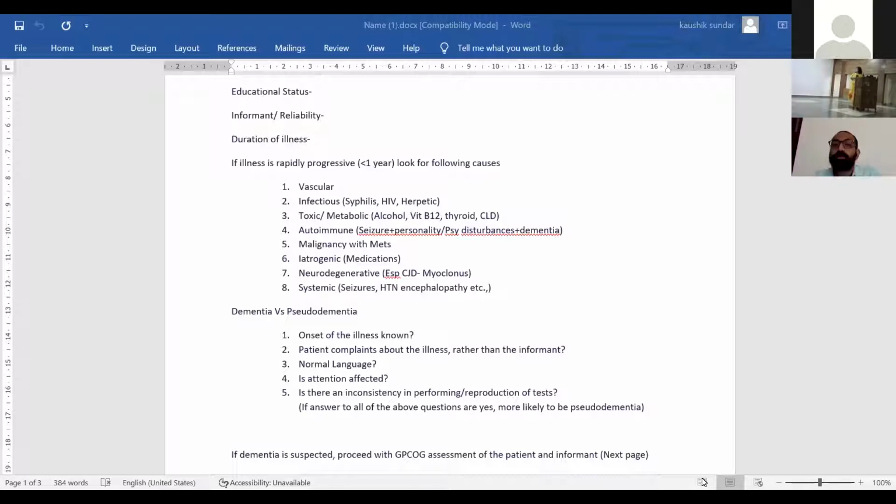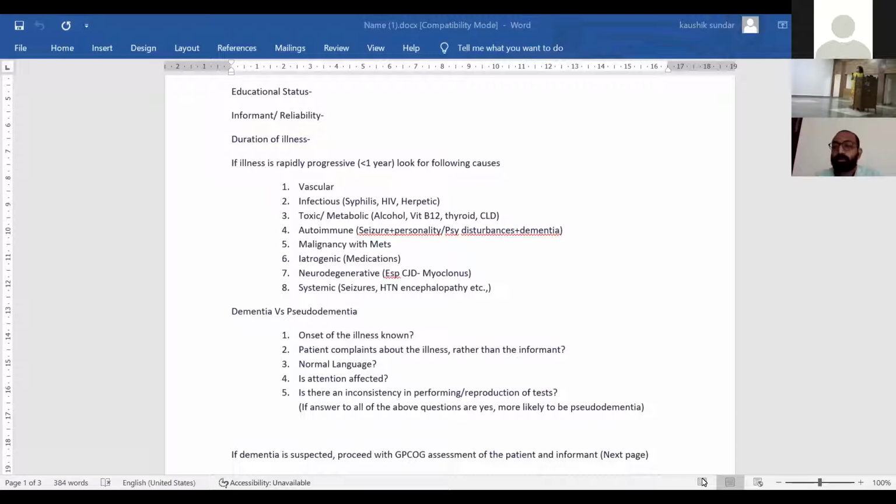So vitamin. So A is autoimmune, seizure, personality, psychiatric disturbances with dementia. Then malignancy with mets. Then iatrogenic. Was this patient seen by a psychiatrist before for all his illnesses? And then neurodegenerative. And then finally systemic. Systemic includes seizures, hypertensive encephalopathy, and all that.